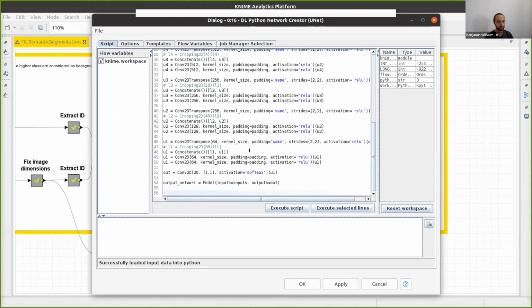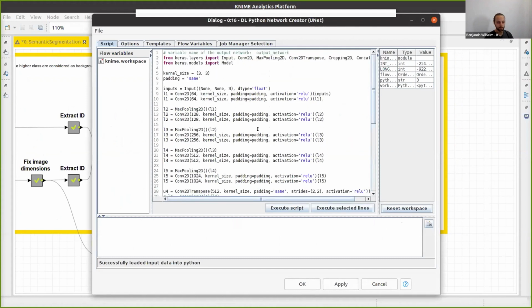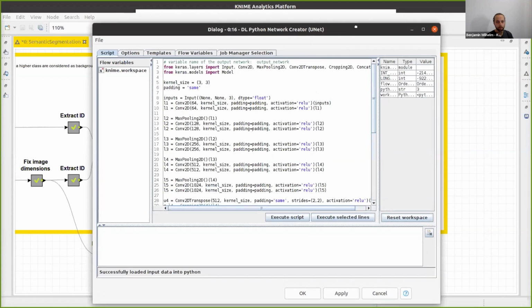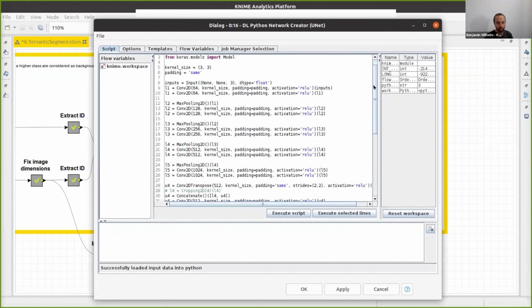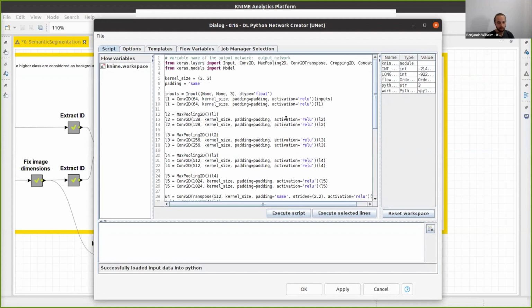For that, we use a UNet, as I already said, and this time we do not define it with the layer nodes, but we define it in a little Python script. You can use this Python network creator if you know how to write Python code, and you maybe will be quicker to write large networks in there than by using the nodes. But roughly each line here corresponds to one node in KNIME. So you could also just build it with nodes.